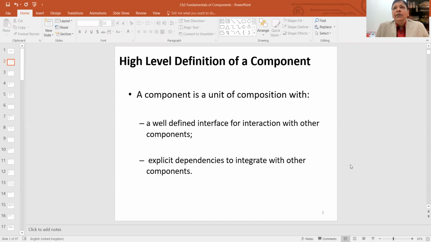What's a high-level definition of a component? A component is a unit of composition with a well-defined interface for interaction with other components and explicit dependencies to integrate with other components. That means a component has an external interface to interact with other components. And we already covered the definition of interface: the point of contact between user and computer, that's for the user.